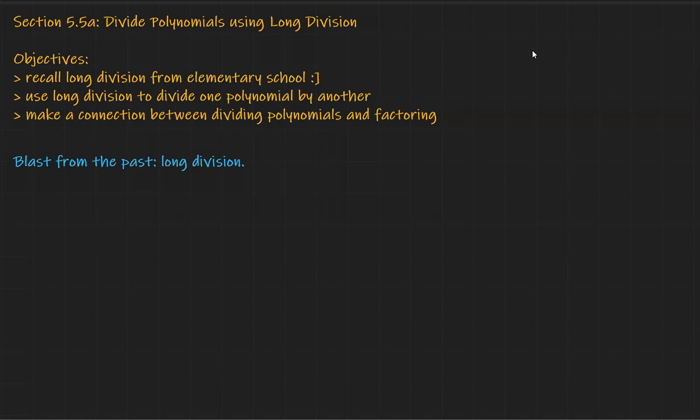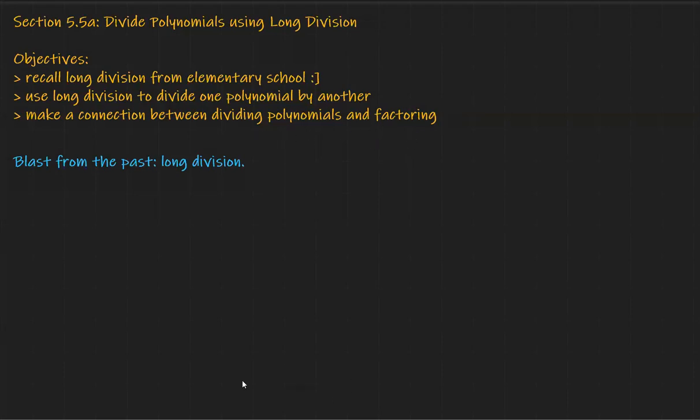Our objectives for today are to first recall long division from elementary school, see how that worked, and see how it applies when we use it to divide one polynomial by another. Polynomial division is going to help us since in 5.4 we talked about factoring. Factoring is reversing multiplication. Well, so is division. So division is going to help us factor whenever we're not able to factor just by looking at it and using the techniques we've learned so far. We're going to make a connection between dividing polynomials and factoring.